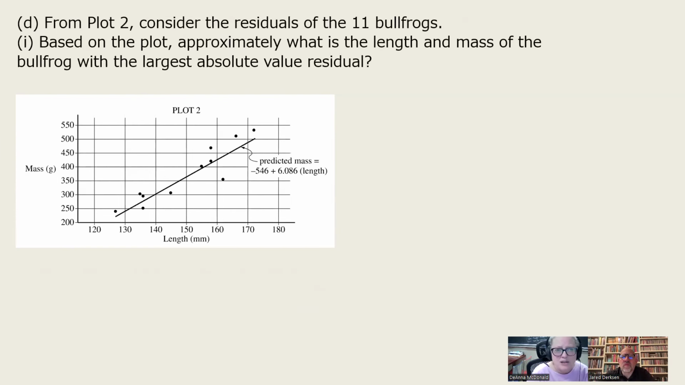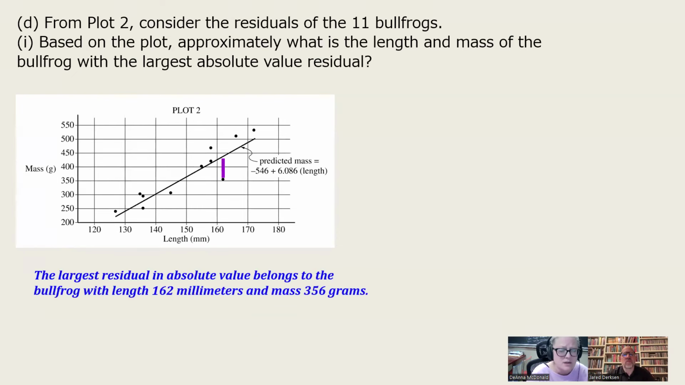So based on the plot, approximately what is the length and mass of the bullfrog with the largest absolute value residual? You have to remember what residuals are. Residuals are the difference between what we observe and what we predict. And this bullfrog right there has the greatest distance, ignoring the direction of that distance. So the largest residual in absolute value belongs to the bullfrog with a length of 162 millimeters and a mass of 356 grams. And my presumption is that those values are somewhere in the table, but if they're not, then that's a pretty darn good guess of what the X, the input and output variables actually are.